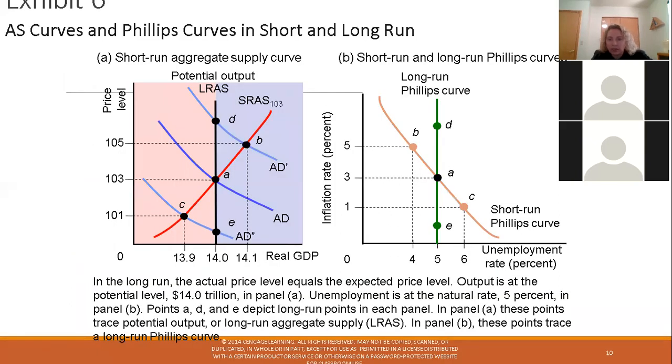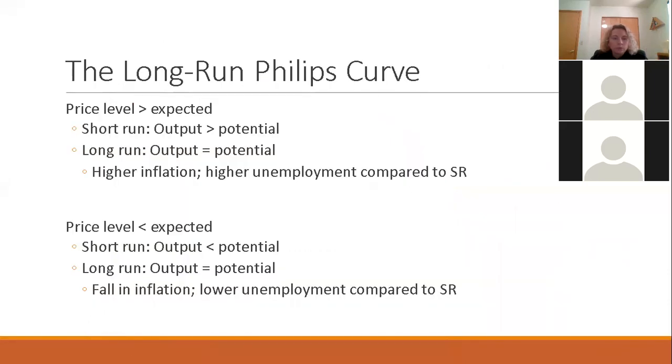If we go back, you can see that, right? You can see that when we end up at point D or whatever, obviously we're going to end up with inflation rates higher than we had.